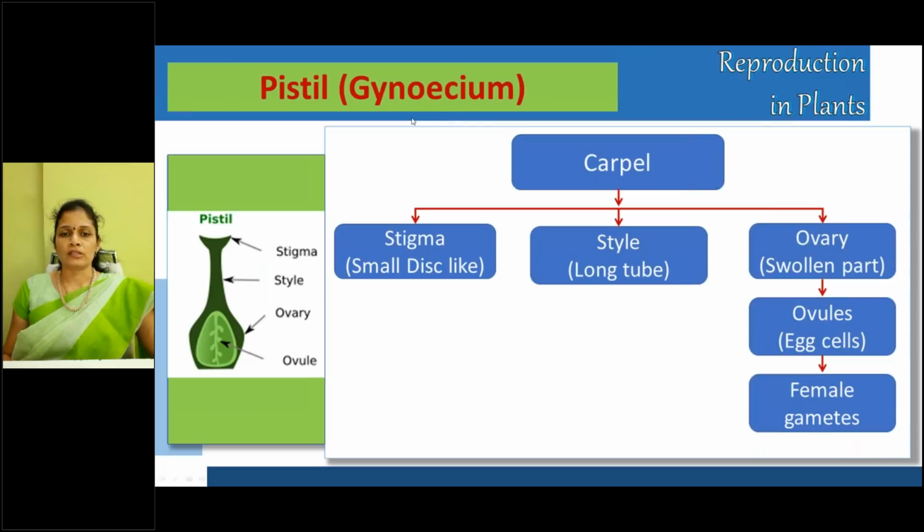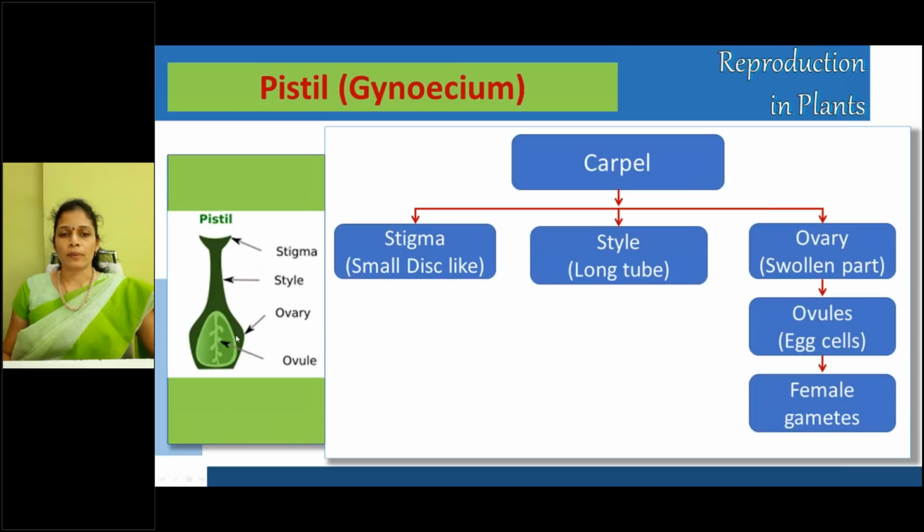And pistil consists of one or more carpels. Each carpel consists of three parts, that is ovary, style, and stigma. Look at this picture, children. You can see the three parts here: ovary, style, stigma.